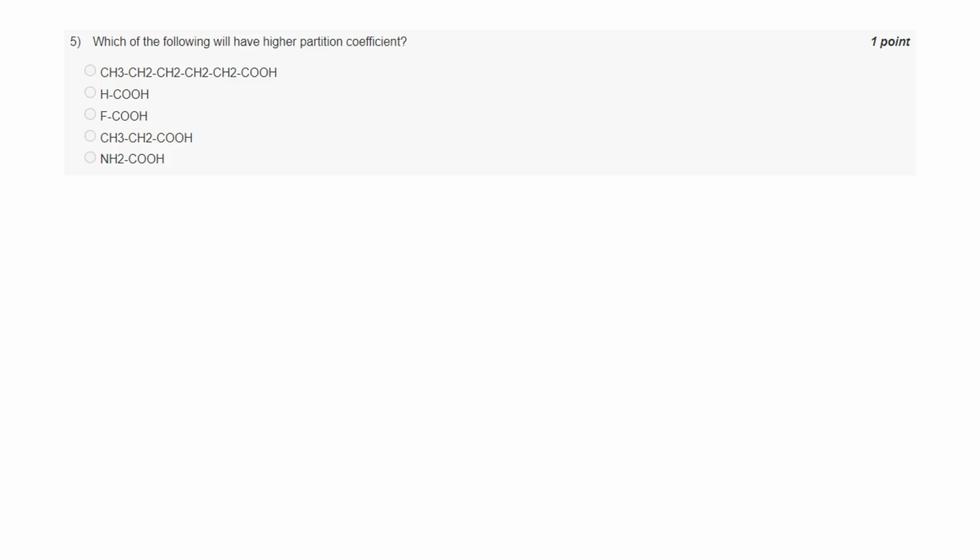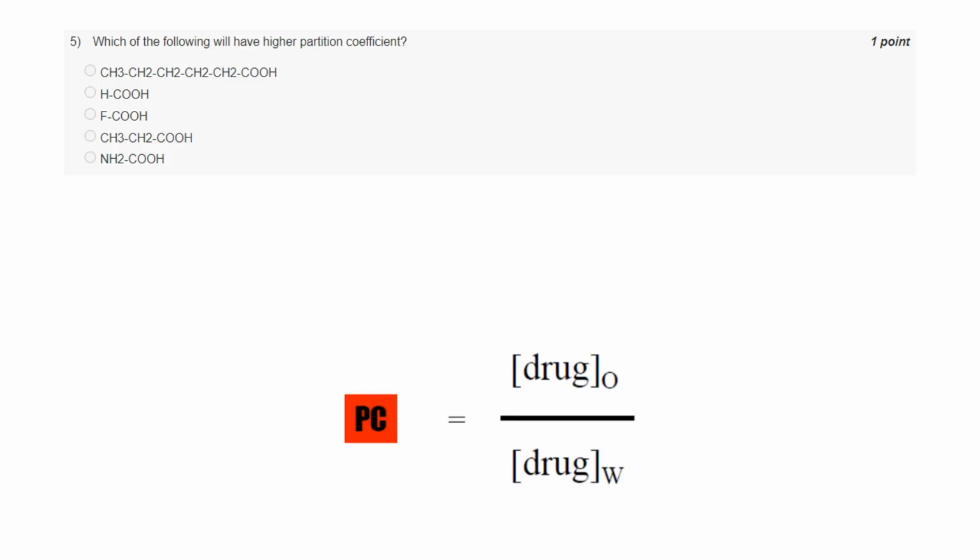Next question is, which of the following will have higher partition coefficient? As I said, partition coefficient is the ratio of the solubility of the drug in oil phase to the solubility of drug in water phase. So naturally, whichever has higher hydrophobicity will have higher partition coefficient. So the answer here is the first option.